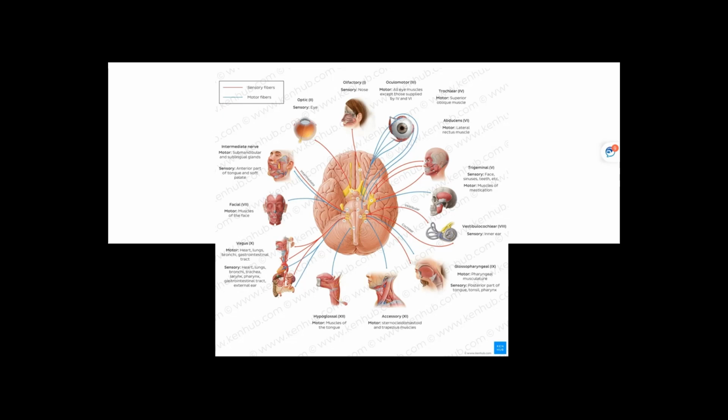Cranial nerve 11 is the spinal accessory nerve, and it carries impulses from the brain to certain shoulder and neck muscles. So it's going to be considered a motor nerve. And cranial nerve 12 is the hypoglossal nerve, and it carries impulses from the brain to the muscles of the tongue. So therefore, that is also a motor nerve.